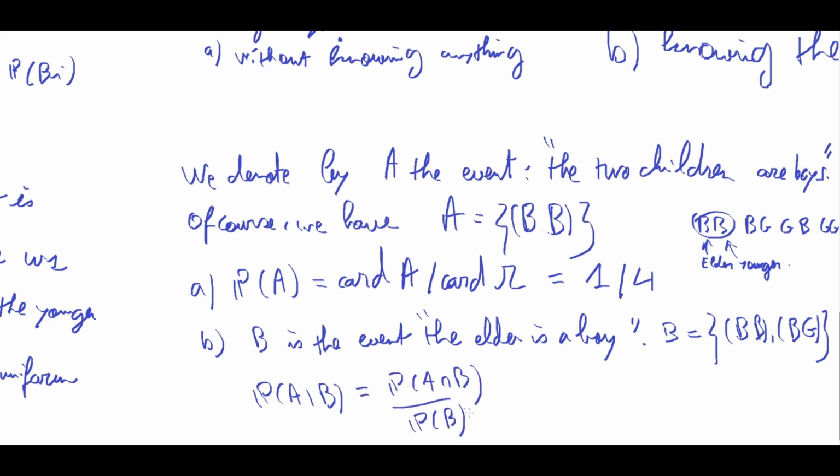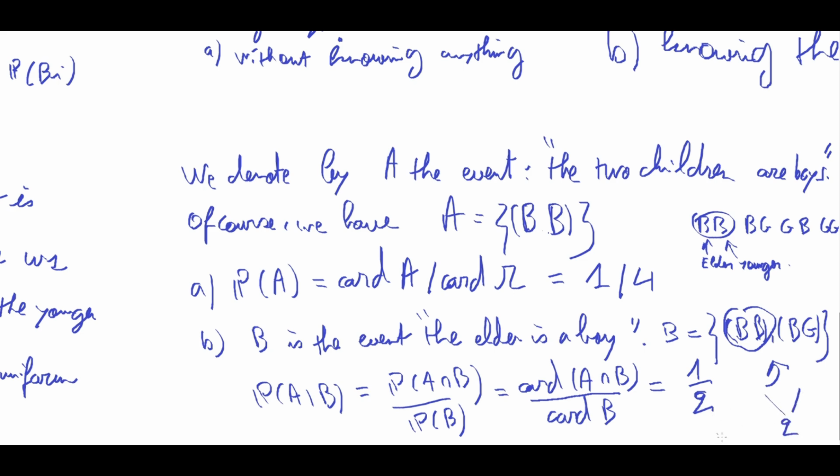So the probability of the two children being boys knowing that the elder is a boy is equal to the cardinal of A intersecting B, because we have equal probability, over the cardinal of B, and this is equal to 1 over half. This is just looking at this set. Cardinal of B is 2, cardinal of A inter B is equal to 1, so we have 1 over 2.